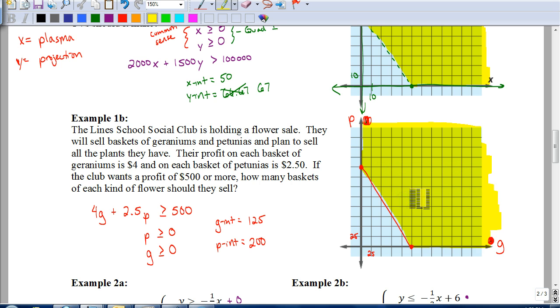Okay, so this is how we use inequalities to solve story problems. So hopefully between these two videos you have a pretty good understanding of what you're supposed to be doing. So good luck on your assignment.